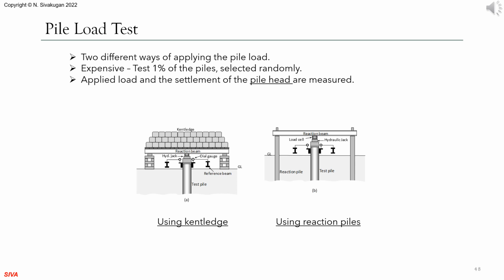There are 2 ways of applying the pile load. The first one shown on the left consists of what is known as Kentledge, consisting of heavy weights, for pushing down the horizontal reaction beam and holding it in place. In the second one, on the right, we use 2 reaction piles on either side of the test pile to hold the reaction beam. In both cases, a hydraulic jack is placed between the pile head and the reaction beam, and the pile load is applied in steps and the settlement of the pile head is measured at every load.